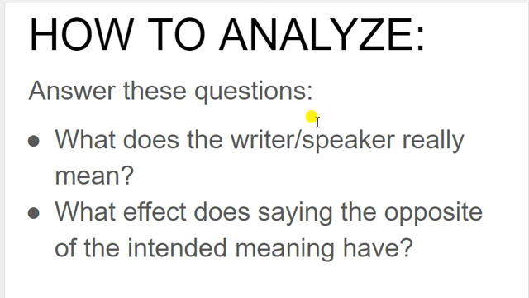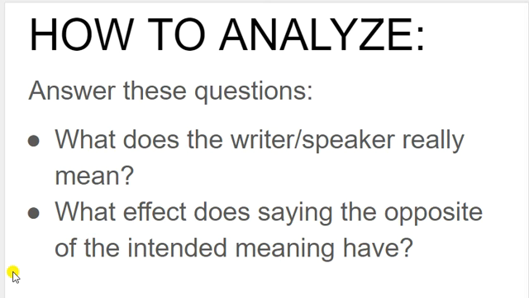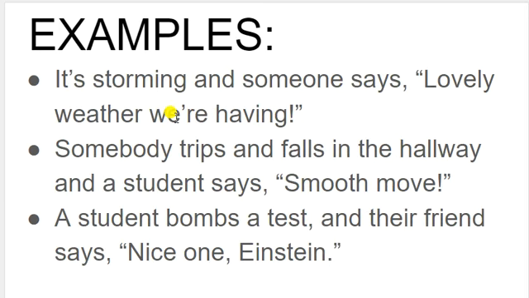So that's verbal irony, and this is how you can analyze verbal irony. You ask yourself, what does the writer or speaker really mean? Which is kind of what I just did naturally as I was going over those examples with you. And you're going to ask, what effect does saying the opposite of the intended meaning have? Okay. A lot of times there's a bit of humor in it. It's meant to be funny when we use verbal irony in this way. But you'll have to analyze it on a case-by-case basis.